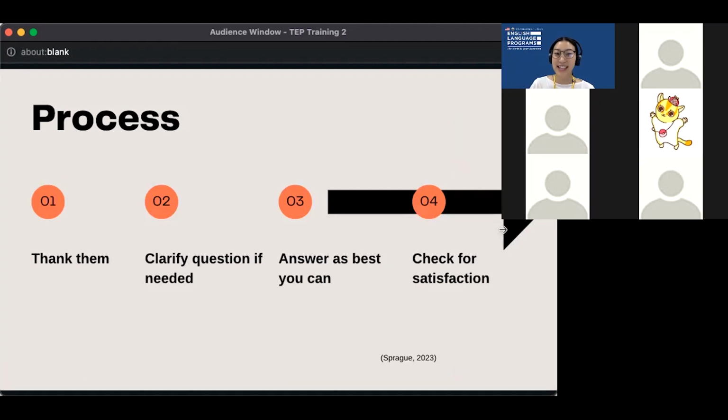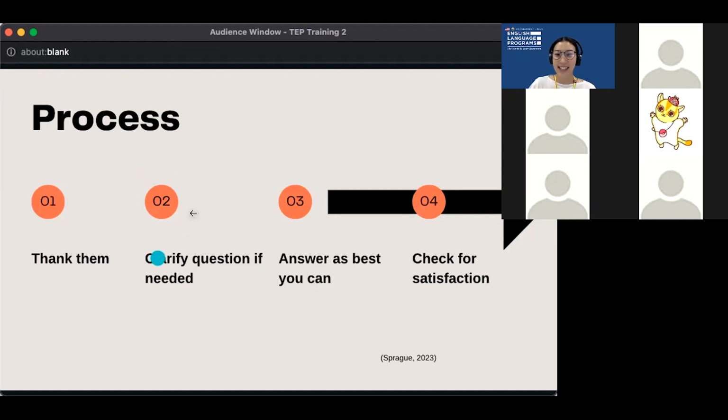The first is to thank the audience member for their question, right? We want to appreciate that they have asked us this question. I think this is also helpful because it allows the student to have a little bit more time to think of an answer if they don't have an answer.